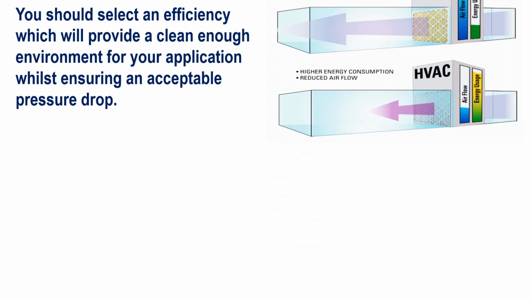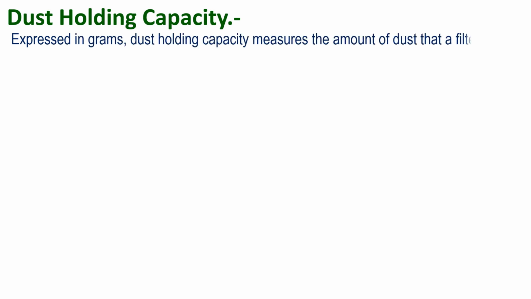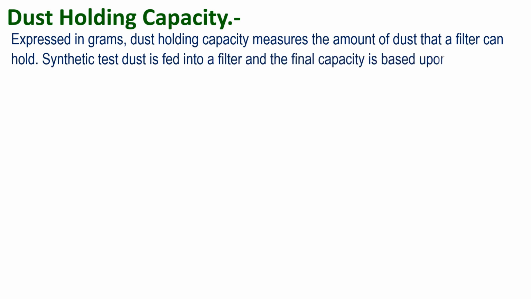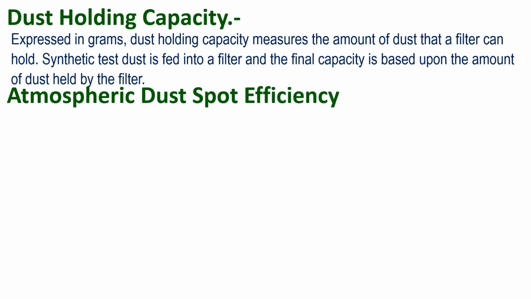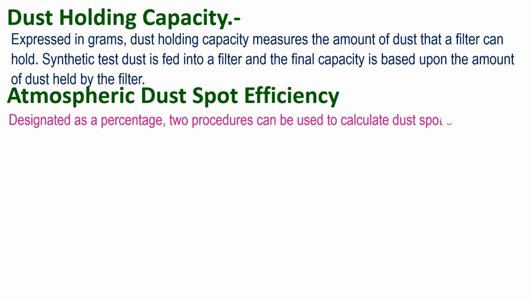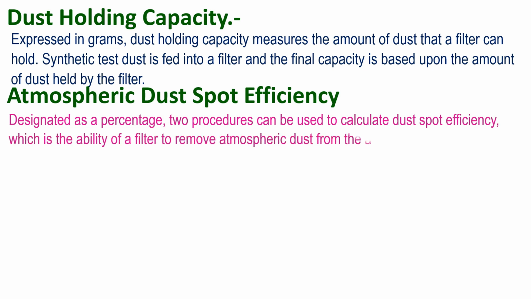Filter selection based on dust holding capacity, expressed in grams. Dust holding capacity measures the amount of dust that a filter can hold. Synthetic test dust is fed into a filter, and the final capacity is based upon the amount of dust held by the filter. Filter selection based on atmospheric dust spot efficiency, designated as a percentage.